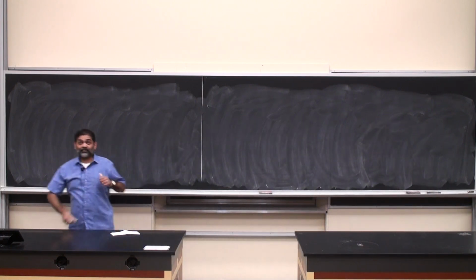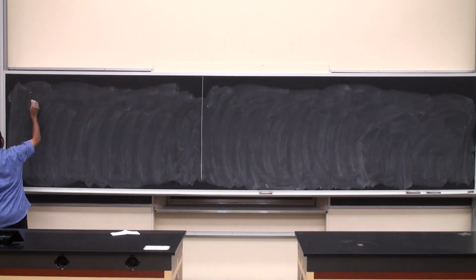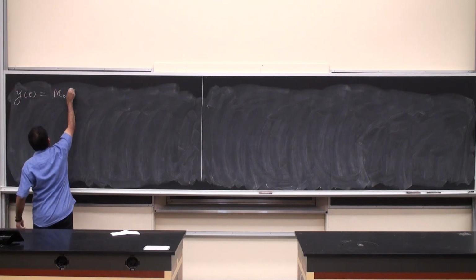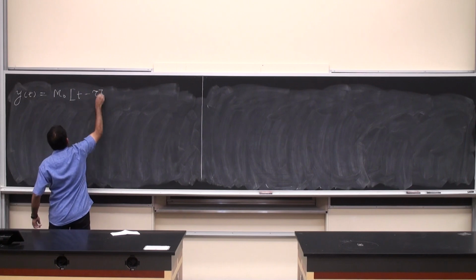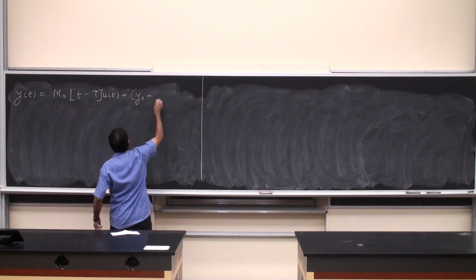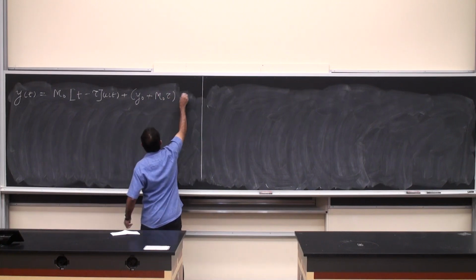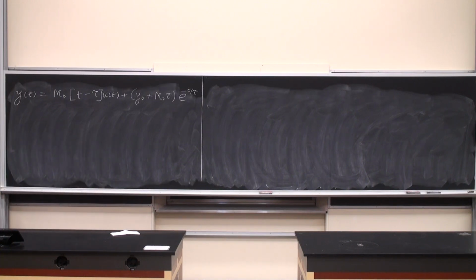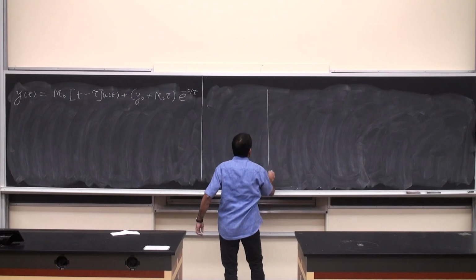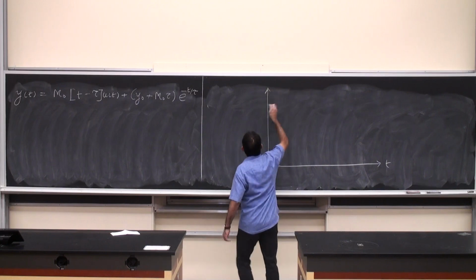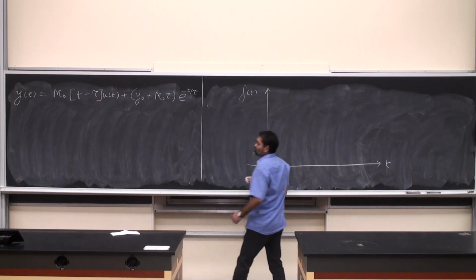All right. I'm going to rewrite the response once again, with your permission. Y of t is m naught times t minus tau, u of t, plus y naught, e to the power minus t by tau. Okay. I want to plot this response. So look at it. This is some function f of t.